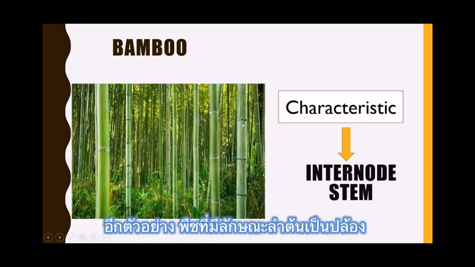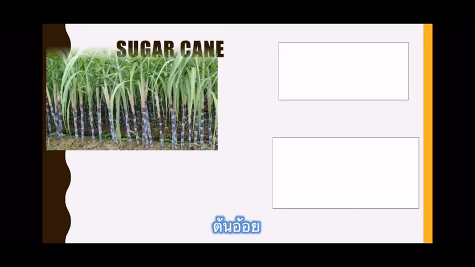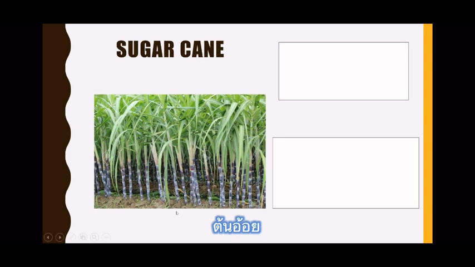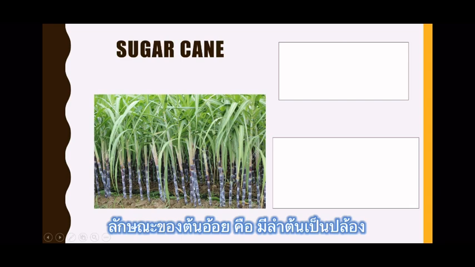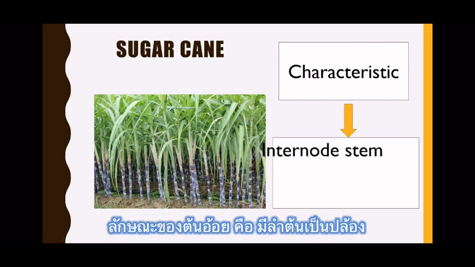Another example of a plant that has an internode stem. We have also sugar cane. The elephants like to eat sugar cane. See the stem of the sugar cane. What is the characteristic? It is internode stem. It has internode stem.